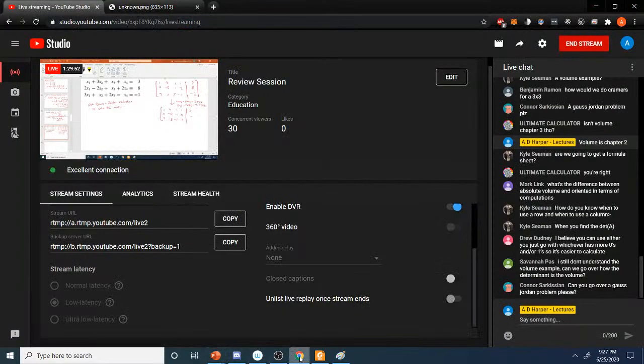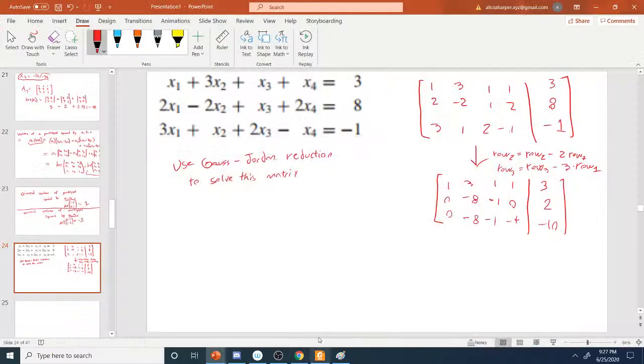Let's see, did you guys all agree with all my computations here? Do I agree with all my computations here? Okay, I agree with myself, which is good. I like agreeing with myself.